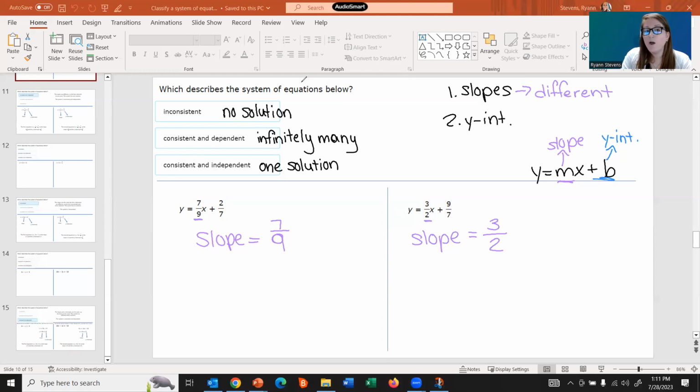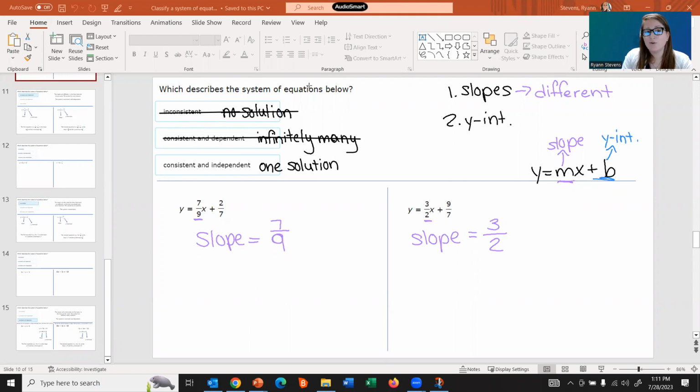Okay, so they are different, which means that we don't really need to continue any further because we can eliminate that it's not no solution. Remember, no solution is the same slope but different y-intercepts. So this would not be our answer. And then we can also eliminate infinitely many solutions because that's going to mean that the slope is the same and the y-intercept is the same. And so we can eliminate that.